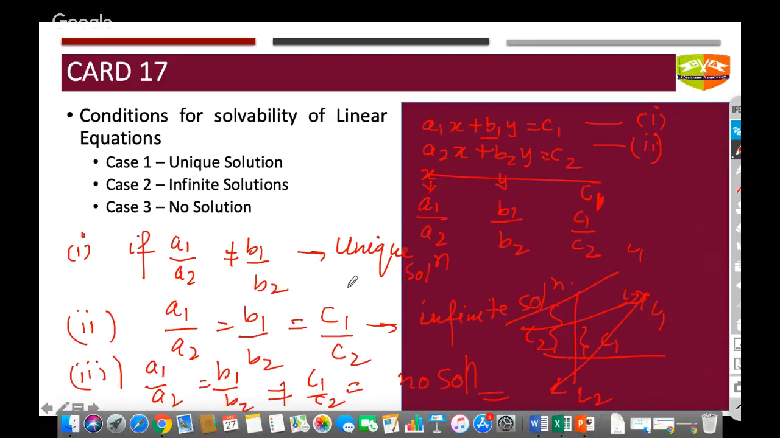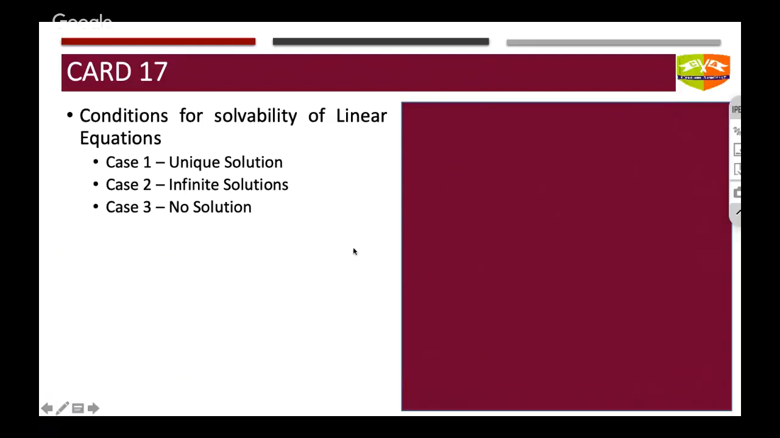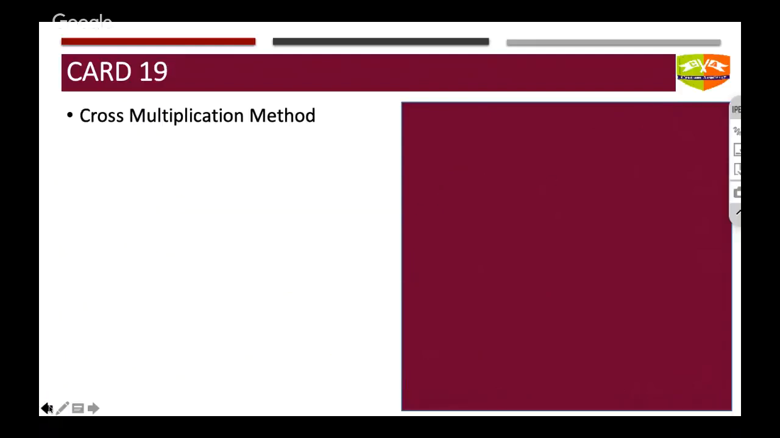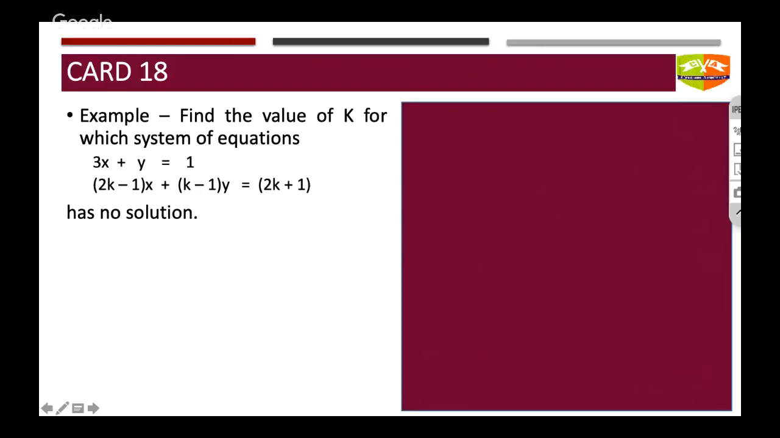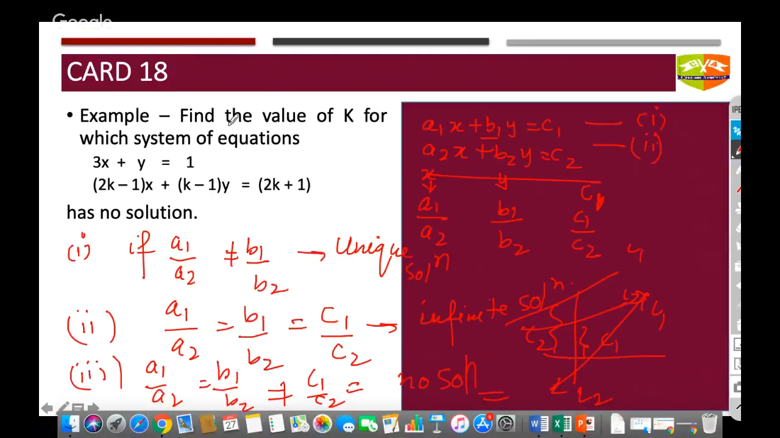So I've taken a question on this concept. So let me go to that topic. Look here, what I need to do is find the value of k for which the system of equations 3x plus y is equal to 1 and (2k minus 1)x plus (k minus 1)y is equal to 2k plus 1. So what do I need here? I need no solution here.